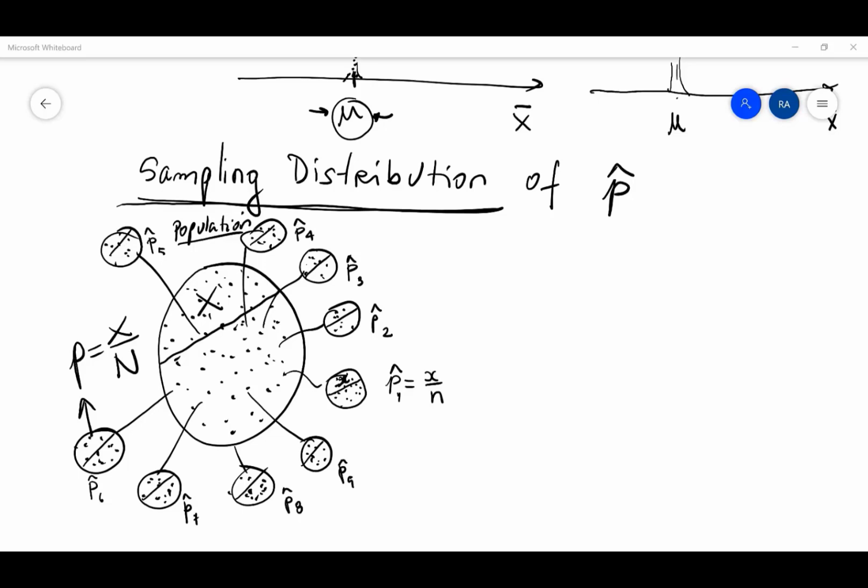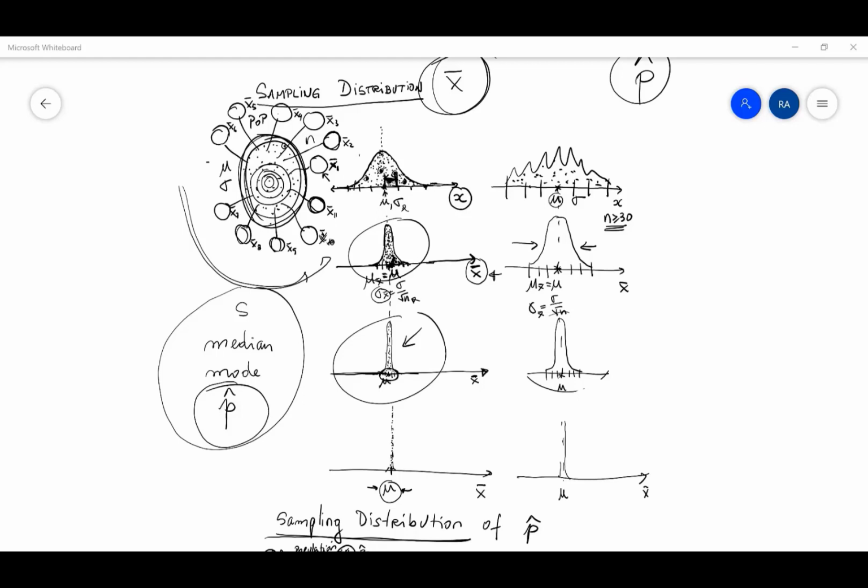If the sample size is big enough, and in this case the sample size is big enough when nPQ is bigger than or equal to 10, where Q is equal to 1 minus P, the complement of P. When we study the sampling distribution for sample means, the sample is big enough when n is equal to or bigger than 30.